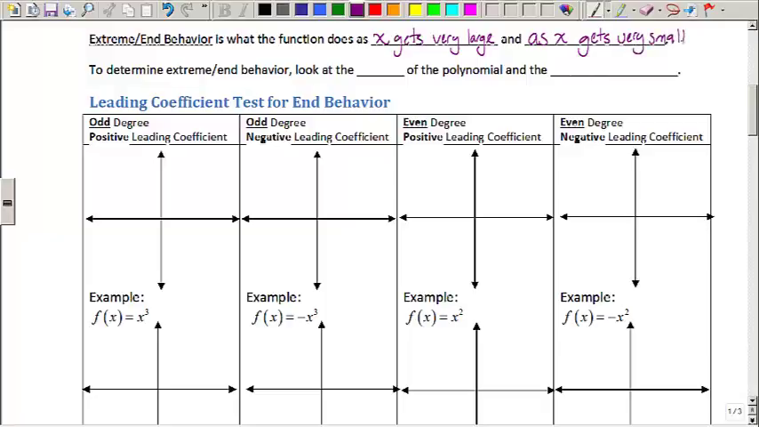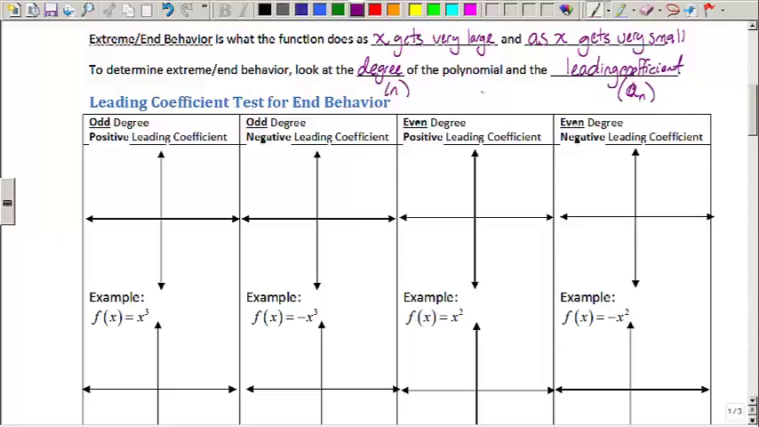To determine extreme or end behavior, what we're going to look at is the degree of the polynomial. We've already talked about using the letter n for degree. And we also need to know the leading coefficient. And we've also talked about using a sub n for the leading coefficient.